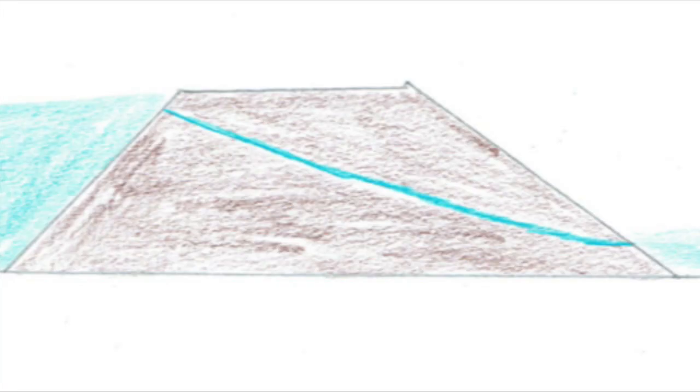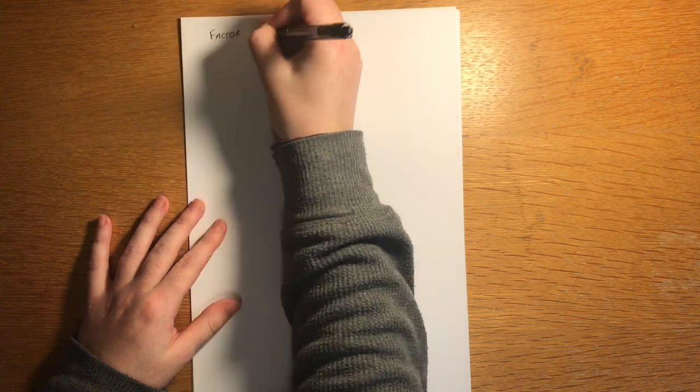Piping occurs when water seepage develops channels in the dam. The factor of safety against piping due to boiling may be calculated using the flow net.